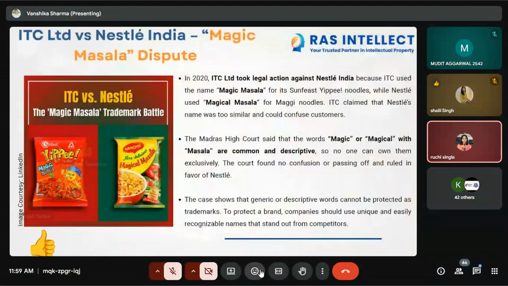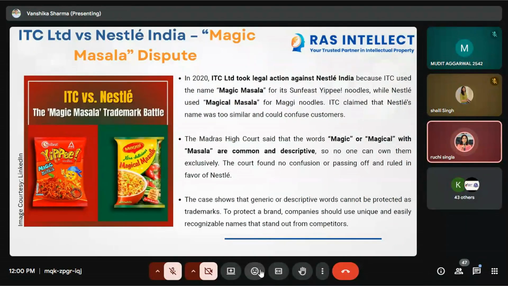Next slide, please. This is another example where ITC Limited took legal action against Nestle India because ITC used the name Magic Masala for its Sunfeast Yippee noodles. So we have this product, Sunfeast Yippee noodles, while Nestle used Magical Masala for Maggi noodles, a similar product.